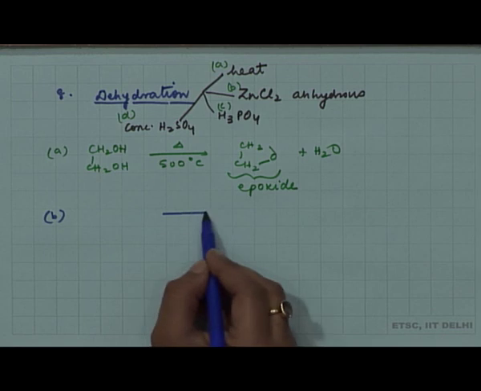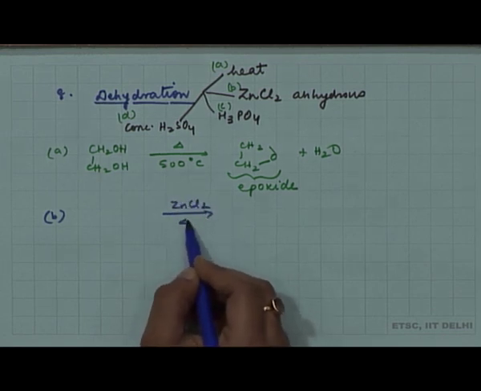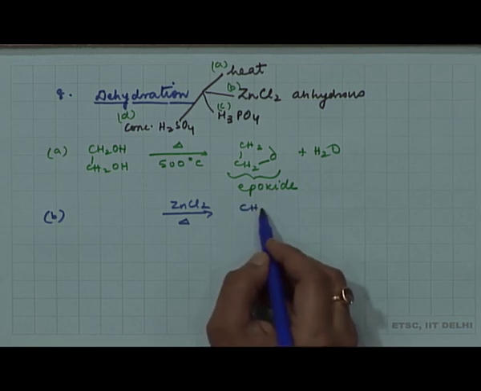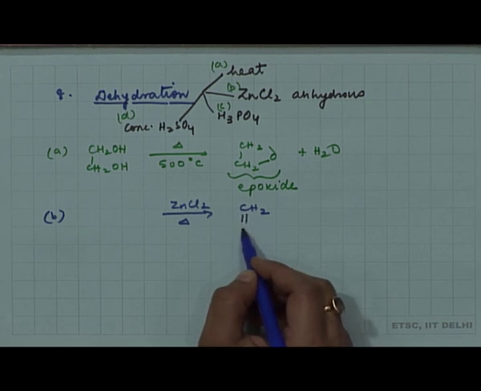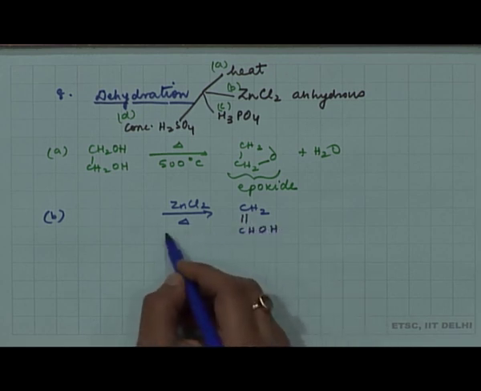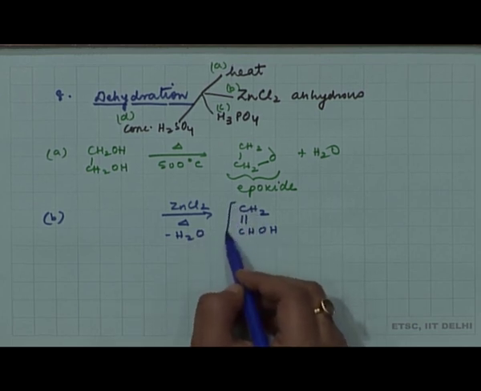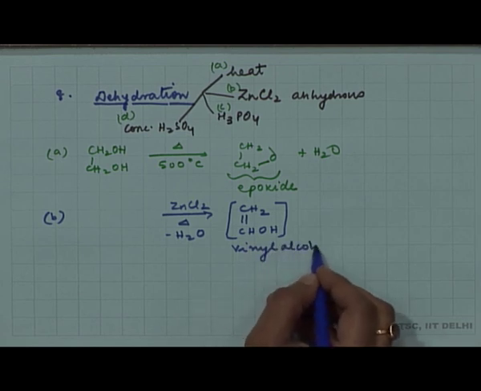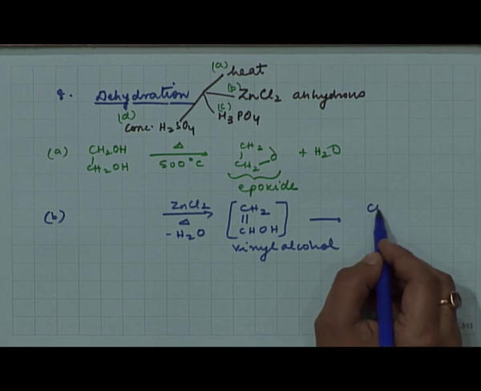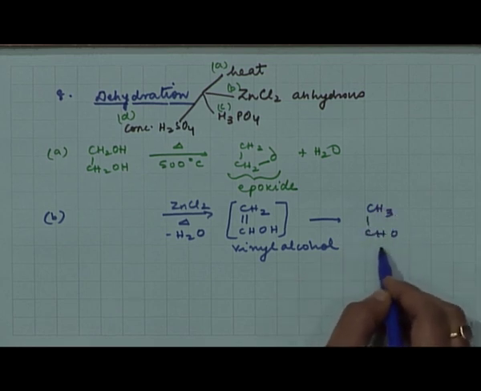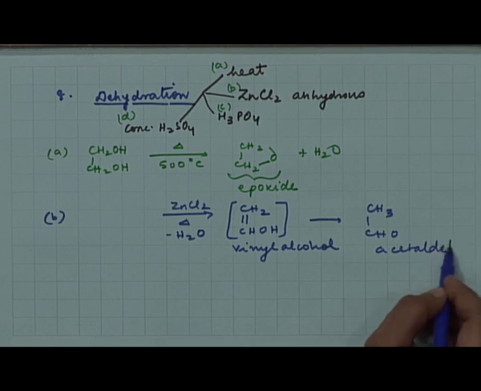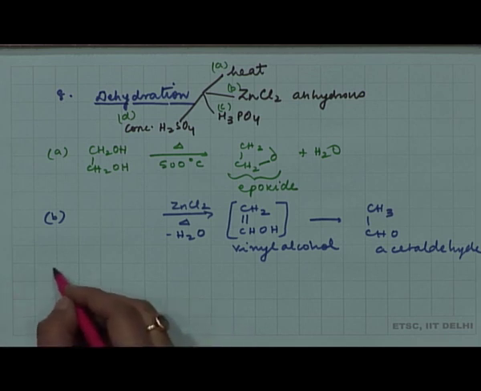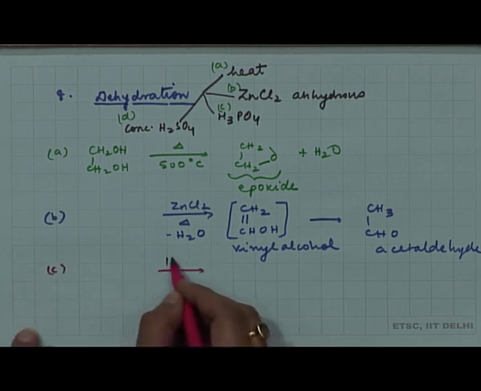If you do the same thing using zinc chloride and you heat it, it again undergoes loss of water, so it gives you CH2 double bond CHOH. All these are dehydration reactions, but happening in different ways, and this gives you vinyl alcohol, an unstable product, and it immediately rearranges to give you acetaldehyde. So, you get acetaldehyde if you treat it with dehydration with zinc chloride. Okay. The other reagent is phosphoric acid.